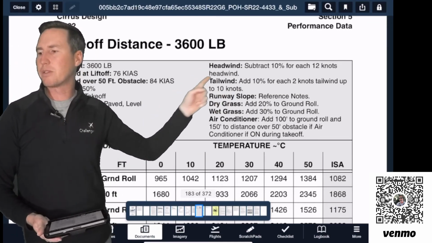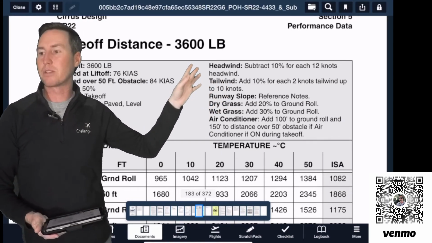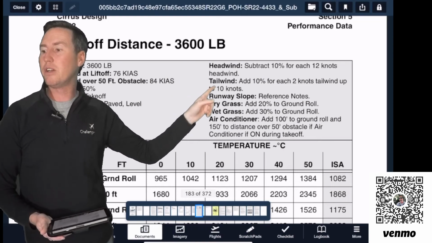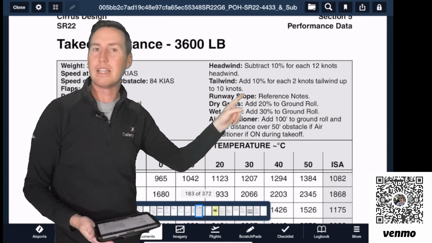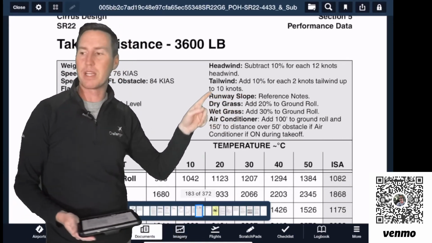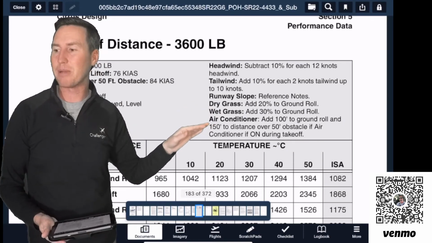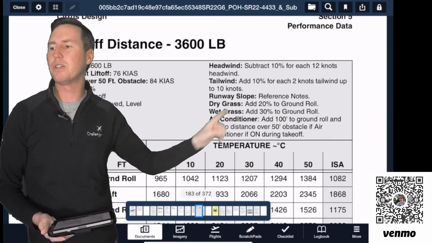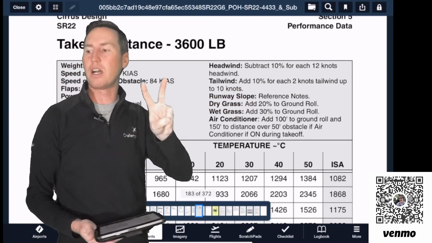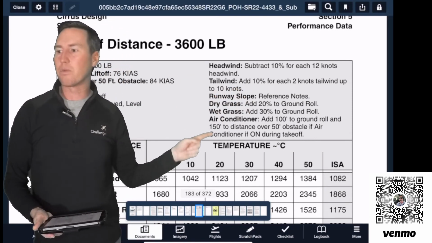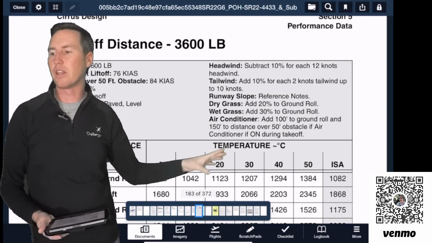Here's a headwind. You would subtract 10% for each 12 knots of headwind. Remember, I'm most conservative. I'm not going to use that. Tailwind, though, you'd add 10% for each 2 knots of tailwind, up to 10 knots. I told you that you cannot do any more than 10 knots tailwind, but don't do a tailwind regardless, right? But there may be some circumstances where you would need to, but you would definitely add those in. Add 10% for each 2 knots of tailwind for that. It walks into dry grass, wet grass, air conditioner, and all that to add in.